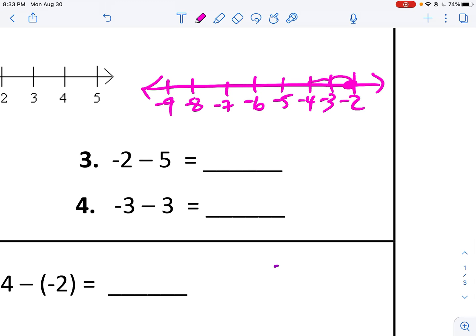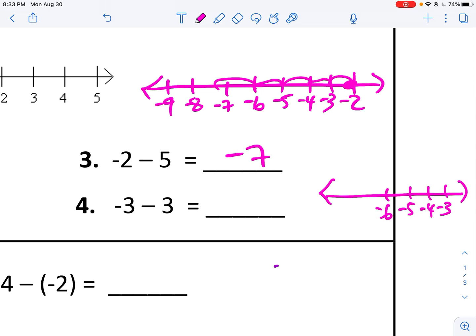I go 1, 2, 3, 4, 5. That gets me to -7. So if I start at -3, -4, -5, -6, -7, -8. I start at -3, I go 1, 2, 3, gets me -6.